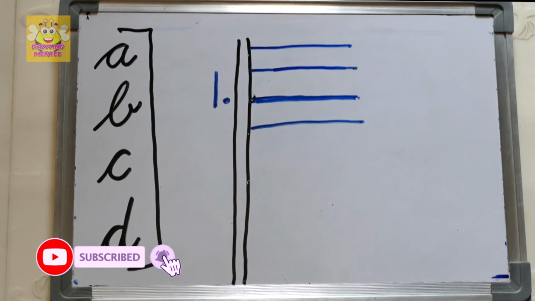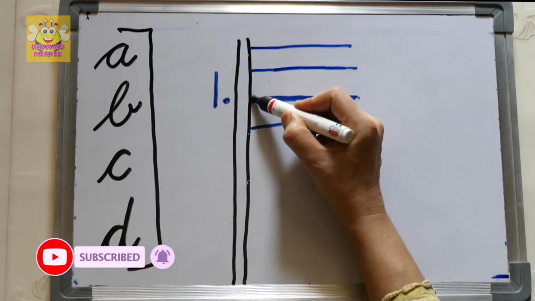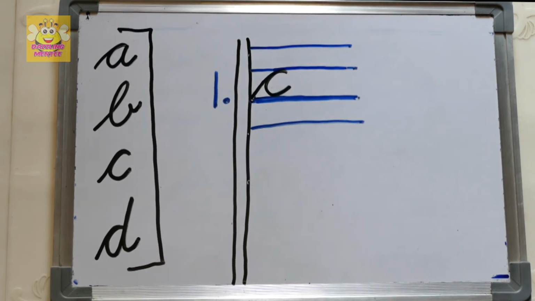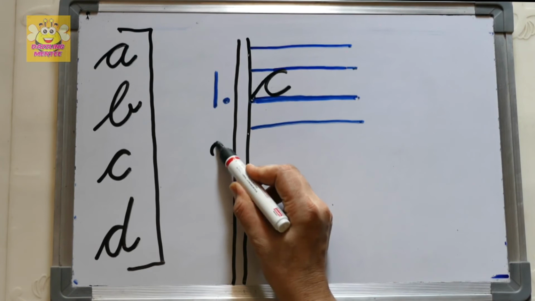What will the child write? Mama says K. Wow! This way you have to do dictation.